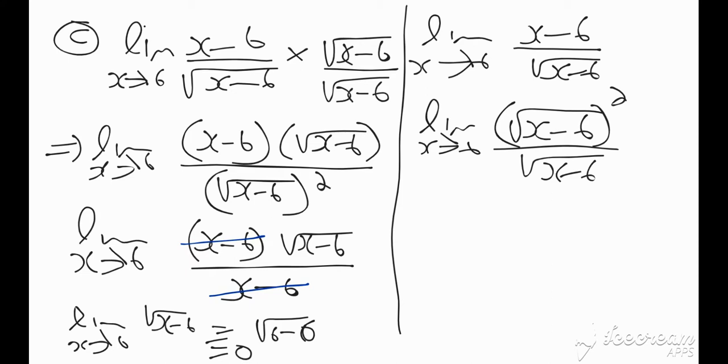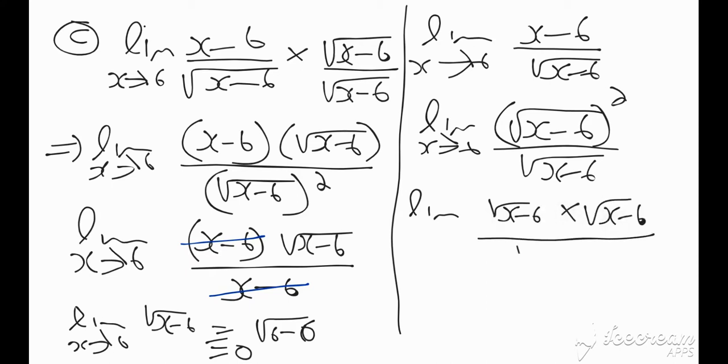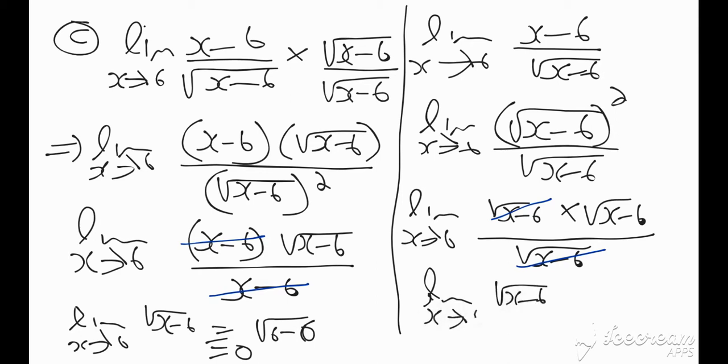Now we can split it. So it becomes the limit of root x minus 6 times the root of x minus 6 all over the root of x minus 6 as x tends towards 6. So the root x minus 6 here will take out one of these in the numerator. So I'm going to be left with the limit of the root of x minus 6 as x tends towards 6, which is then again going to give me root of 6 minus 6, which is the root of 0, which is going to give me 0 here. And of course, as we say, you can write a concluding statement for this.